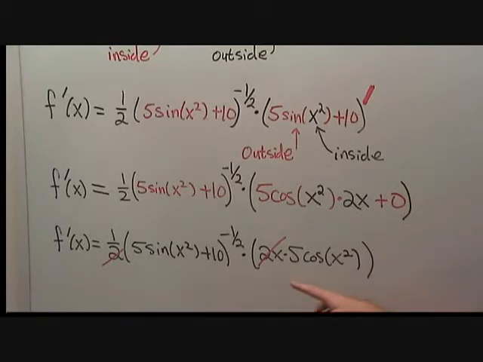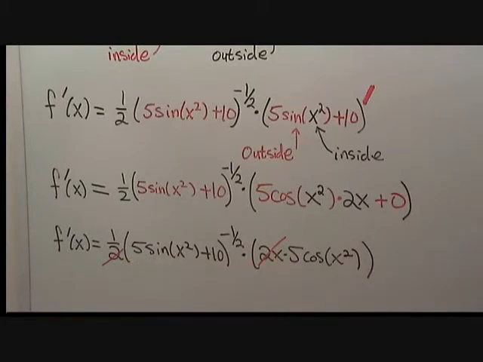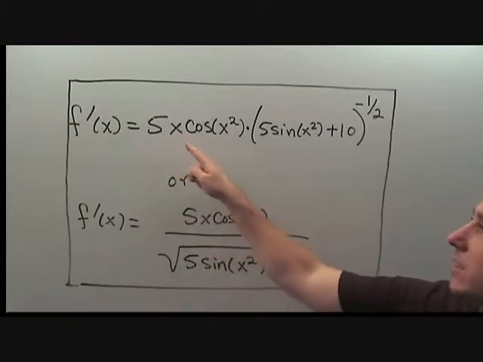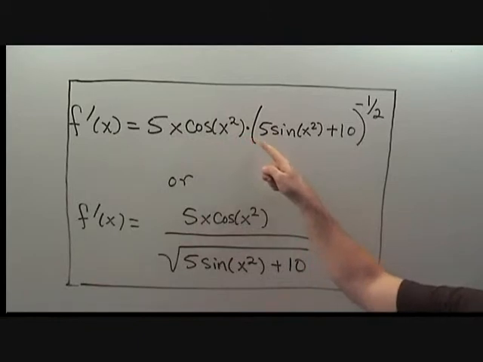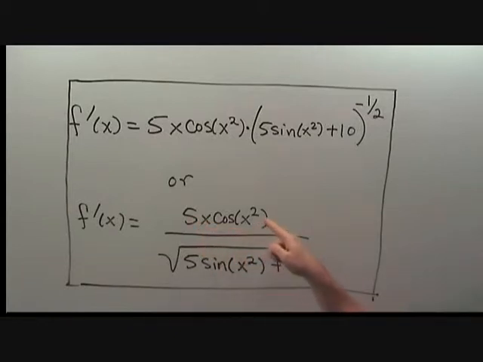We collected all the terms and made one cancellation between the 1/2 and the 2. After we rearrange the expression for f prime slightly, we arrive at our final answer, which is f prime of x is 5x cosine of x squared times the quantity 5 sine of x squared plus 10 raised to the negative 1/2. Or, if you prefer to write that using the square root, it reads 5x cosine of x squared all divided by the square root of 5 sine of x squared plus 10.